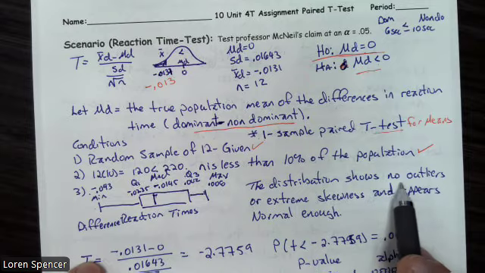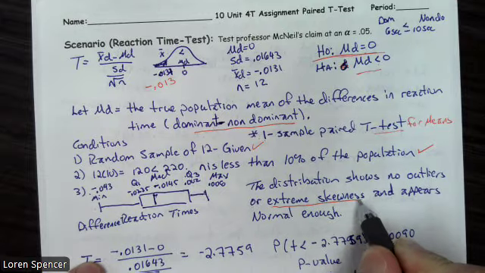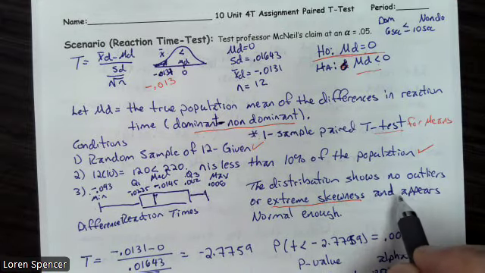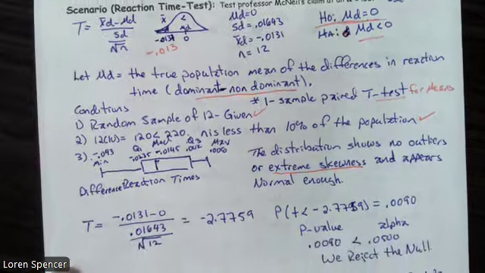The distribution shows no outliers or extreme skewness. Is there some skewness? Maybe. And we're going to say it appears normal enough. So if that happens to you, please, please run the test anyway. If you say it's too extreme, that's fine. You can go ahead and say it, run the test with caution, but you've got to run the test. Please run the test regardless how the data looks.